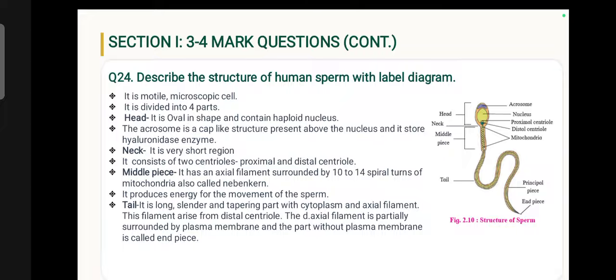Tail is long and slender, tapering. This filament arises from the distal centriole. The axial filament is partially surrounded by plasma membrane, and the part without plasma membrane is called end piece.